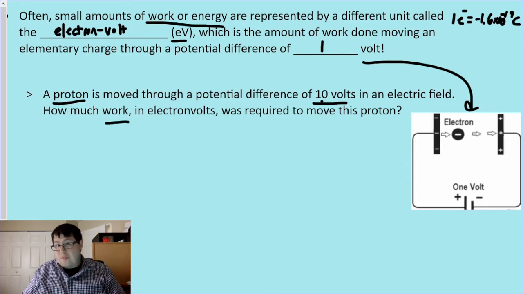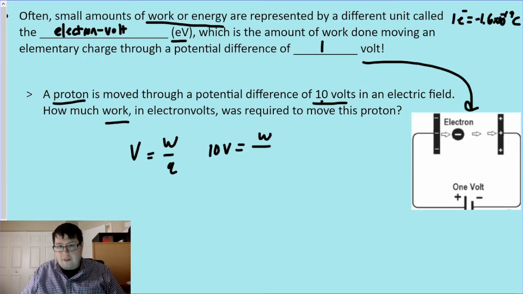Well, similar to what we've done before, we know that our electric potential difference, V, is equal to work divided by Q. I plug in my 10 volts as my electric potential difference. We want to find the work, but now I have to put in my Q. Now this is for a proton, and I want this in electron volts, so we're not going to use the 1.6 times 10 to the minus 19th. Instead, we have to remember that a proton has the same charge as an electron, so it is also one elementary charge. So I plug in 1e here as my charge.